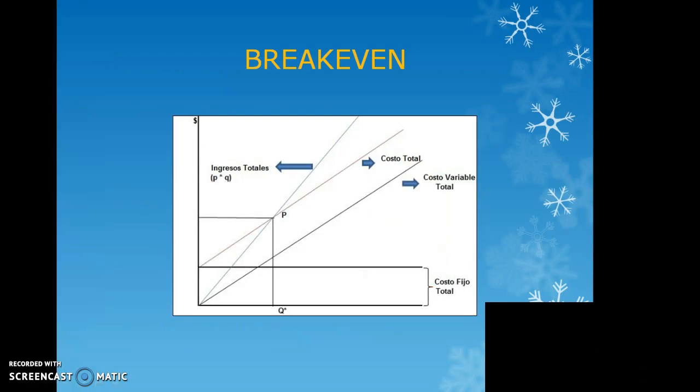Now we can find the break-even. We can find the fixed costs, the variable costs, and fixed costs plus variable costs is equal to total cost. This is the purple line. Now we can find another line. It is the total income. When total costs cross the total income, it is the break-even. This point exactly.